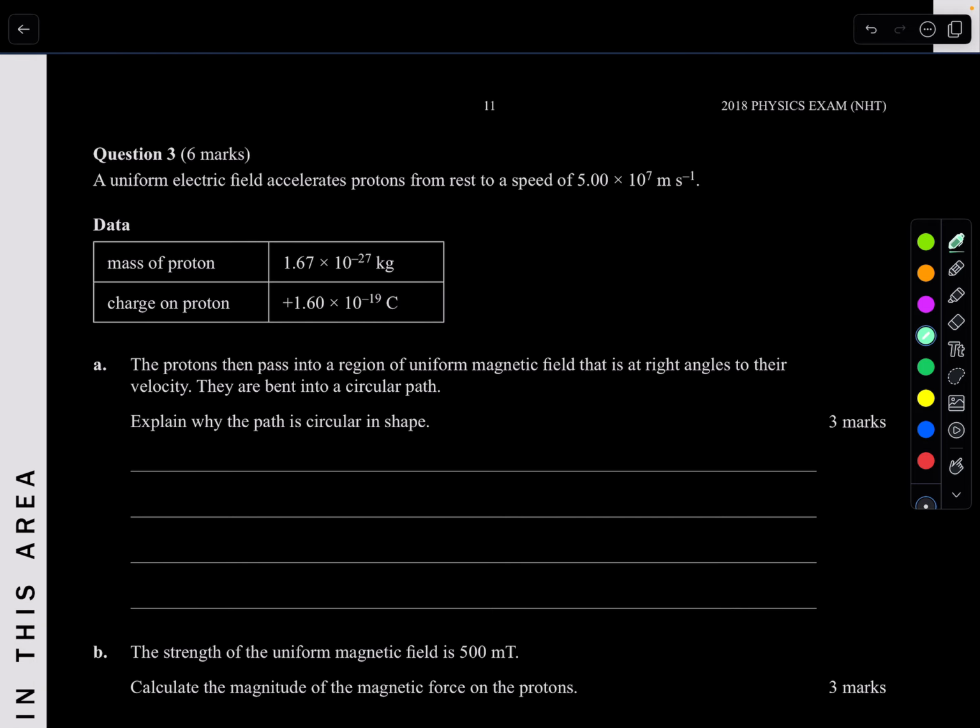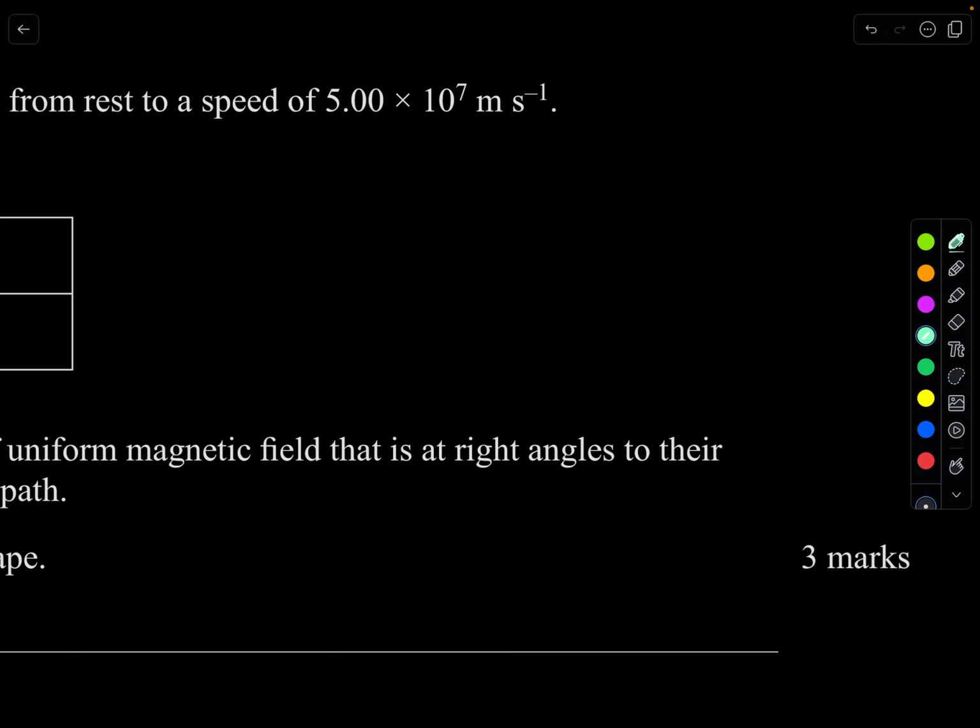A uniform electric field accelerates protons from rest to a speed of this. Alright, so we're given the mass of a proton and the charge of a proton. The protons then pass into a region of a uniform magnetic field that is at right angles to their velocity. They are bent in a circular motion. Explain why this path is circular in shape. What a beautiful question. If you guys don't know, of course, you will have to go through circular motion. Think of it like this.